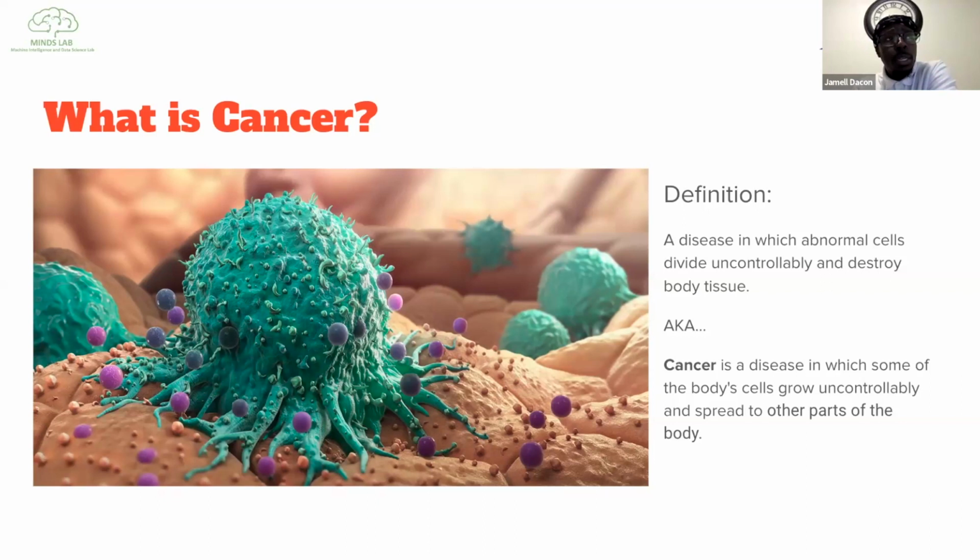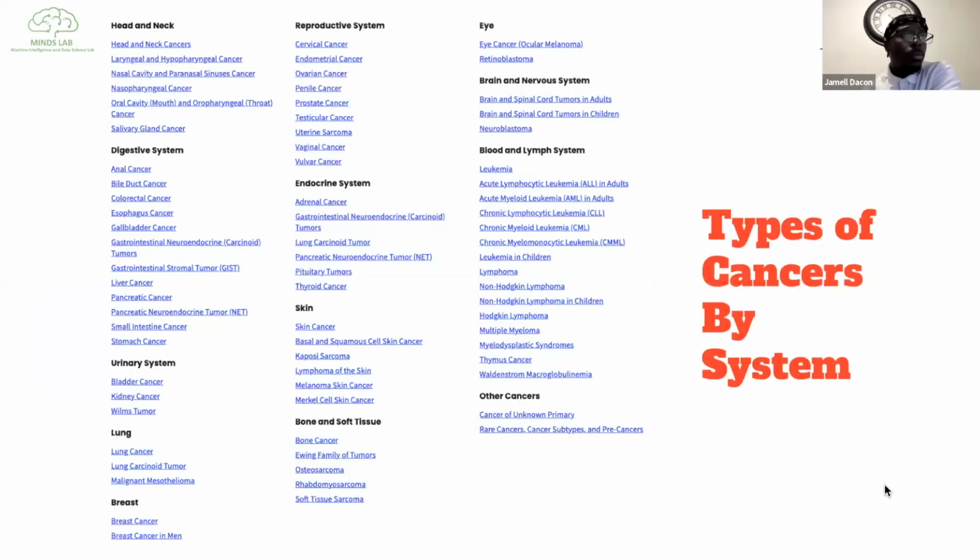Right? Then, from a social perspective, how do these factors, when found, interact to shape the lives and experiences of African Americans? According to cancer.org, here is a comprehensive list of types of cancers that are found in the body. Now, these are categorized by system. We have a couple different systems: head and neck, digestive, urinary, lung, breast, reproductive system, endocrine system, skin, bone and soft tissue, eye, brain and nervous system, blood and lymph system, other cancers.